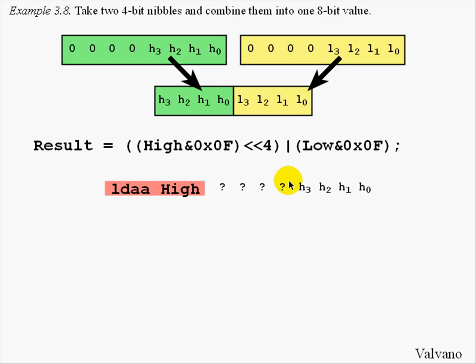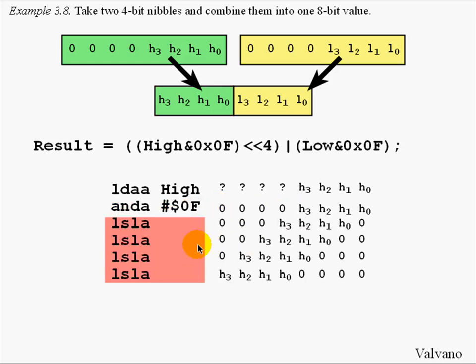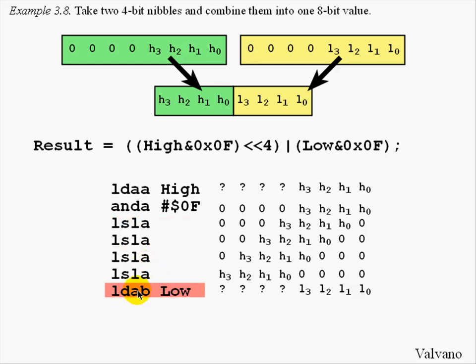Assume for a moment we don't know the top 4 bits of this variable. We use the AND operation, pound for immediate, $ for hex, to force those top 4 bits to be 0. Then we shift it 4 times, just like before. Next, I'll get the second nibble.